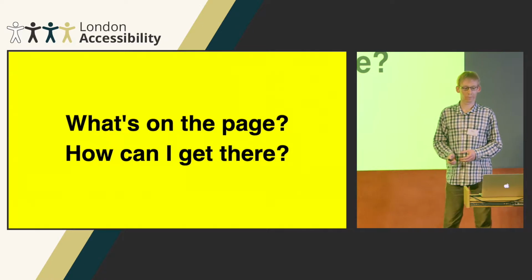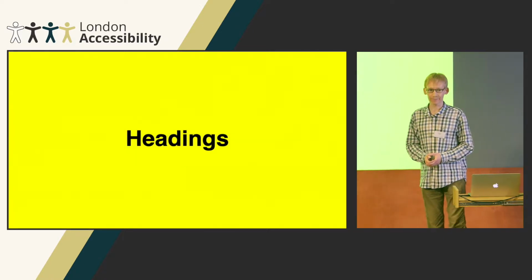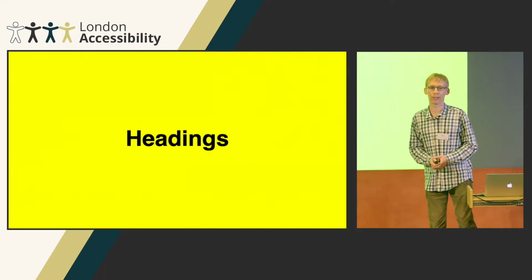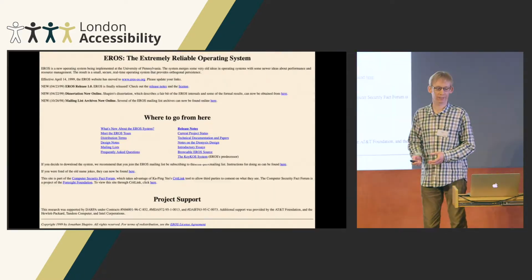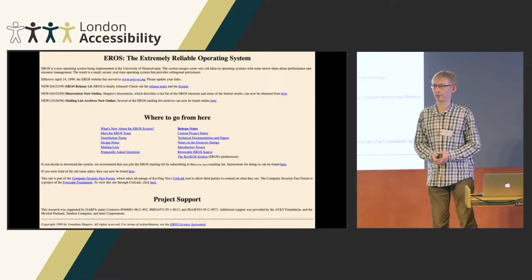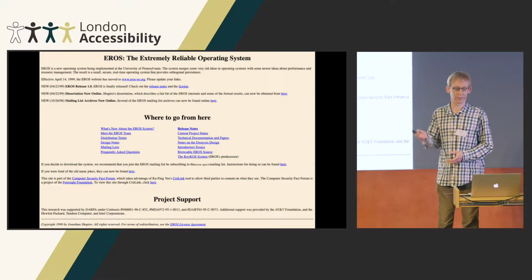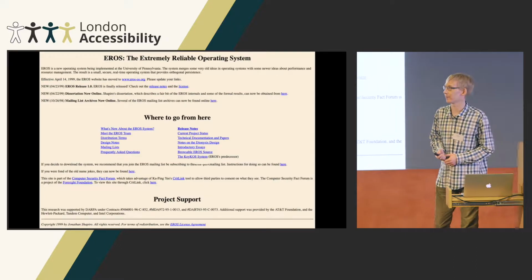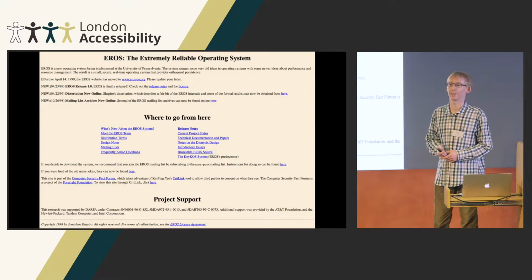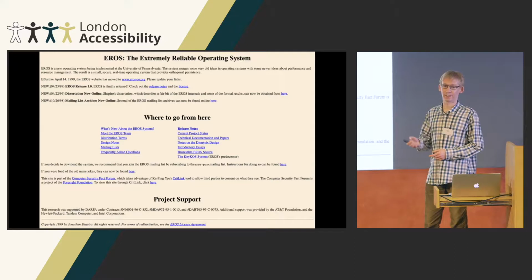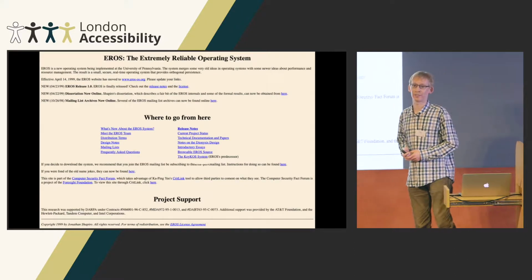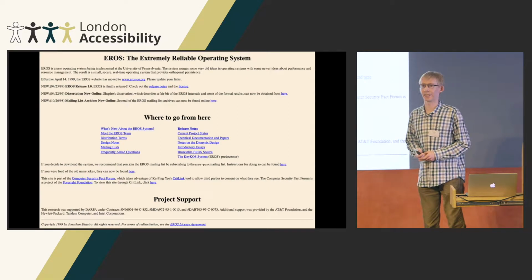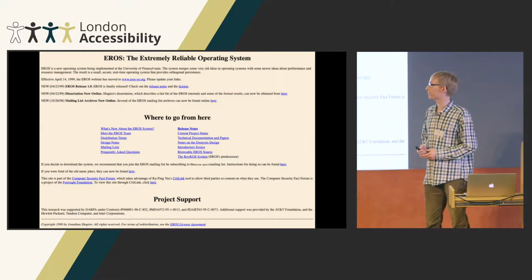Now, historically, headings have been a very popular method for getting around web pages. And when web pages looked a bit simpler, like this one, this is the Extremely Reliable Operating System web page. It was a research project, and it's a classic sort of computer science style web page. It's got headings, it's got links, it's got text, and nothing else.